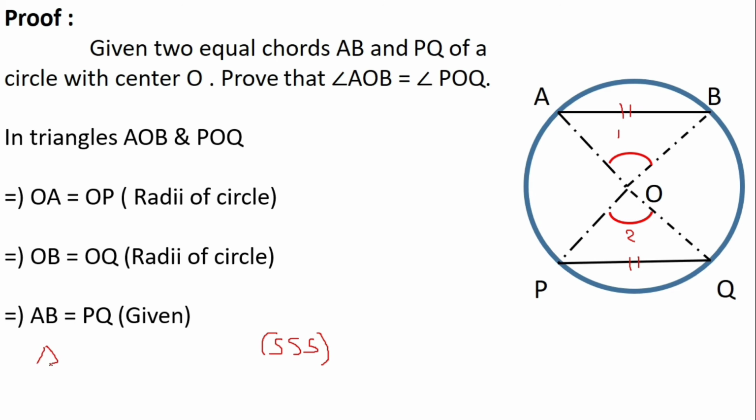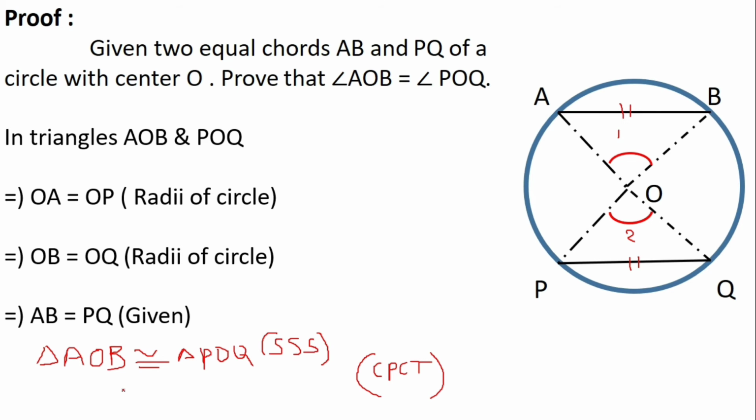triangle AOB will be congruent to triangle POQ. Yes. So if these two triangles are congruent, then the corresponding parts of these two triangles will be equal. So corresponding parts of congruent triangle, CPCT. CPCT means corresponding parts of congruent triangles will be equal.